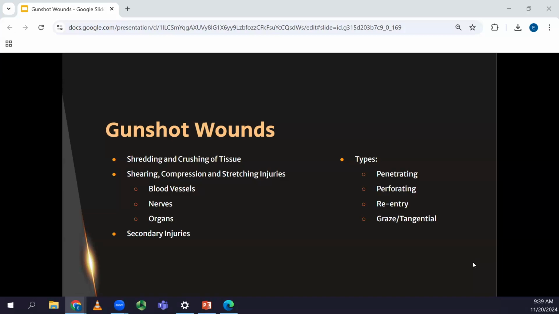As I mentioned before, there are different types of gunshot wounds. You have the penetrating, which is when you tend to see one wound. It goes in, but you don't see anything coming out. You have the perforating, which goes through one side and out the other. You have re-entry, where it goes in one way and out the other, but then it goes in again, but you don't see another wound, so you only see 3 wounds. And then of course you have grazing and tangential, which is when it causes abrasion on the skin, but doesn't actually fully penetrate.